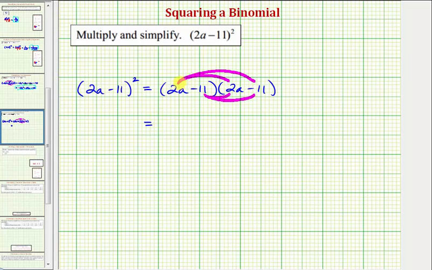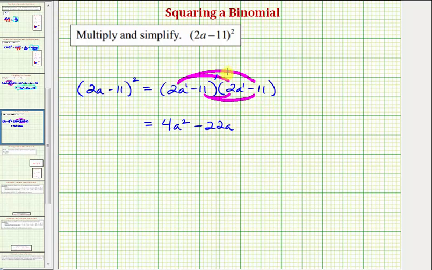So first we have 2a times 2a, which would be 4a squared. Notice how this is a squared because 2a is 2a to the first here as well as here. So a times a gives us a squared. And then we have plus 2a times negative 11, which would be negative 22a. Instead of writing plus negative 22a, let's just write minus 22a.